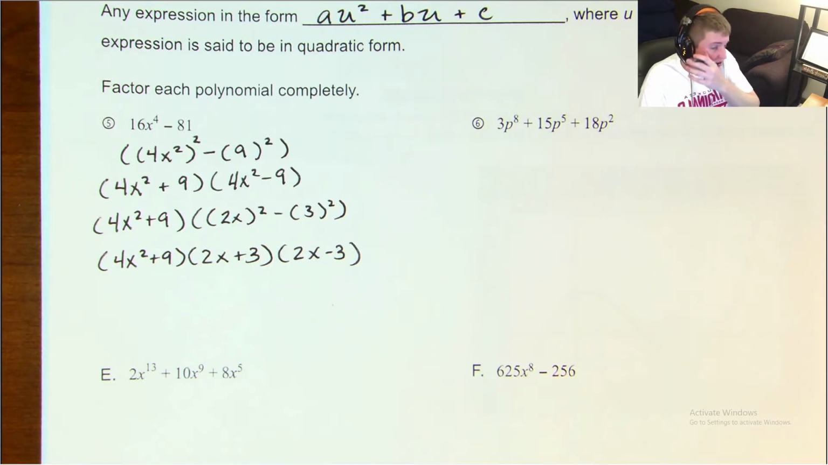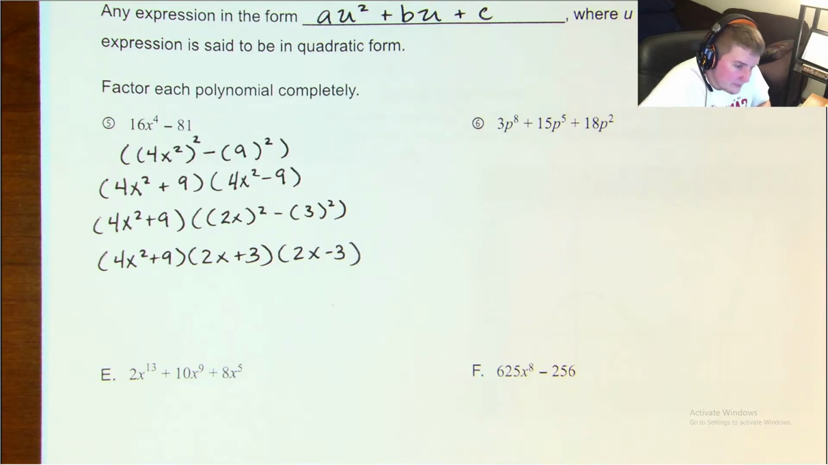Okay, number 6. As I'm looking at this, there's a greatest common factor. And the thing that's nice about all these problems is if there's a greatest common factor, you just factor that out right away. There are no exceptions to that rule. If there's a greatest common factor, you just need to take that out. So let's go ahead and do that.